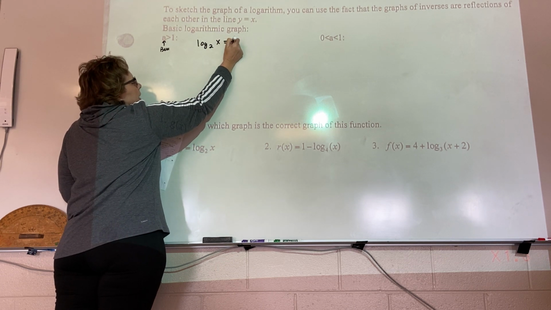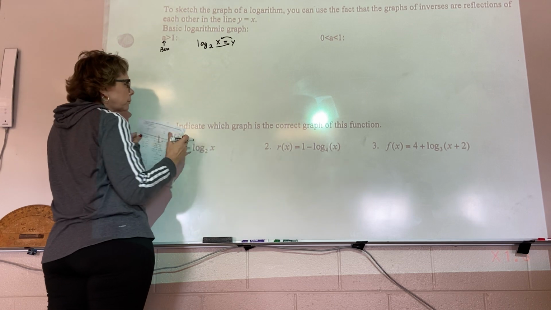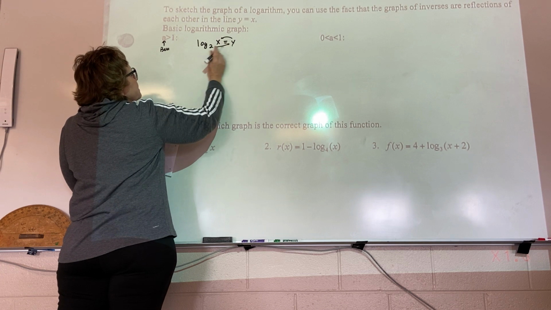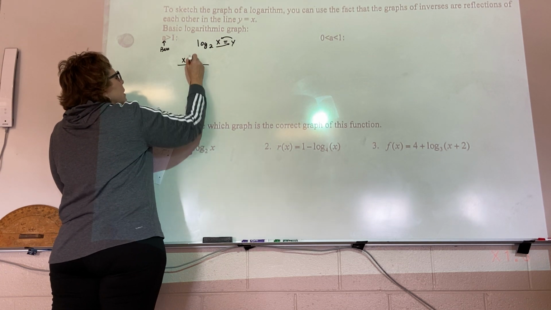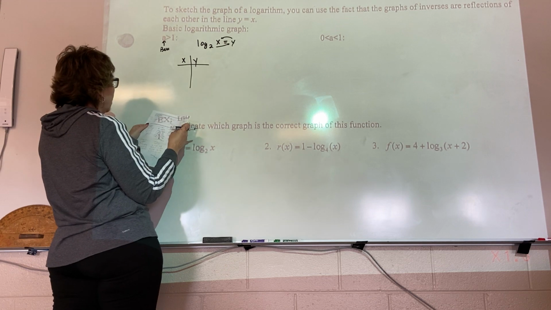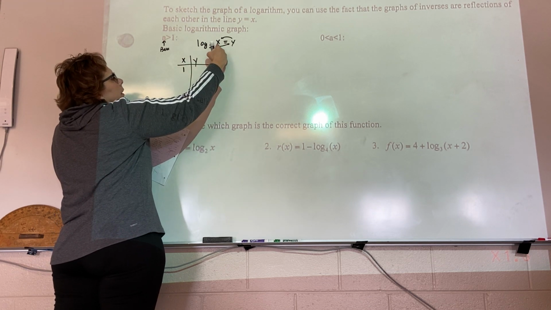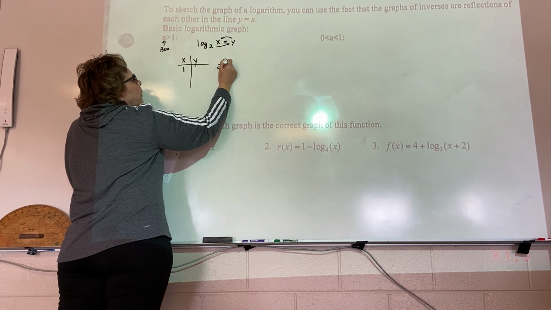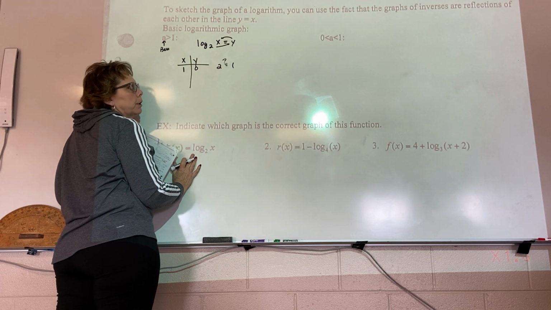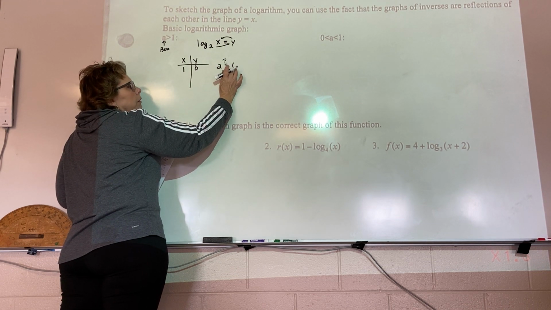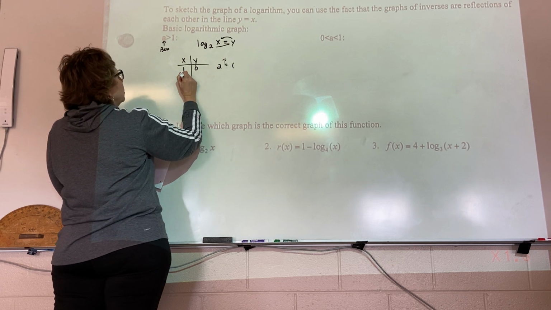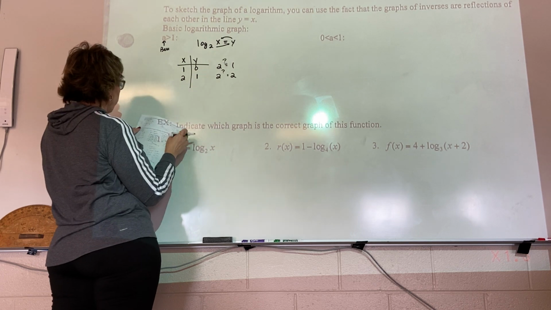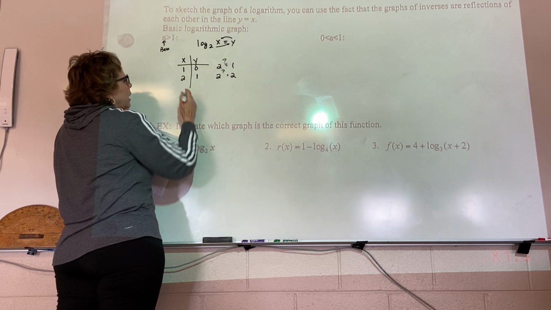All right, if I make up points, remember I do it this way, that way I can go in this form. So if I say x and then y, and I want x to be 1. So this means 2 to what power gives me 1? Well, remember, it's always 0. Then I'll do a 2. So this is asking 2 to what power gives you 2? Well, that has to be a 1. And I'll do something even, like 4.